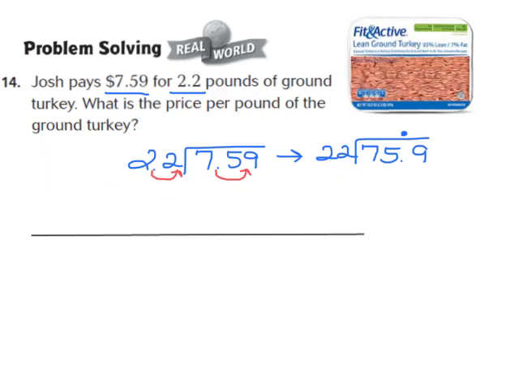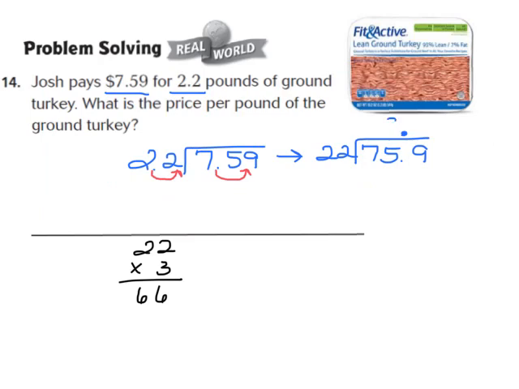Well, I'm going to have to do a little guess and check. I'm going to think about a 2 going into a 7, and what I know is 2 goes into 7 about 3 times. So I'm going to take my 22 and multiply that 22 times 3. Well, I know that 3 times 2 is 6, and 3 times 2 is also going to give me a 6. So I'm going to say that when I divide 75 by 22, 22 goes into 75 a total of 3 times.